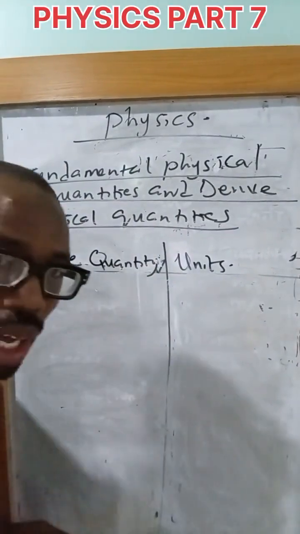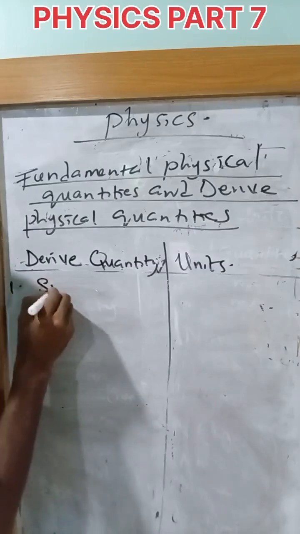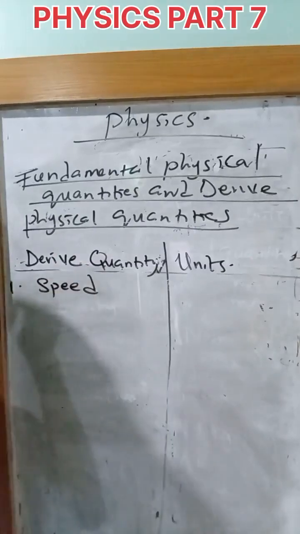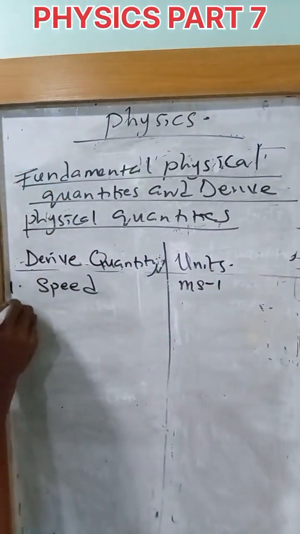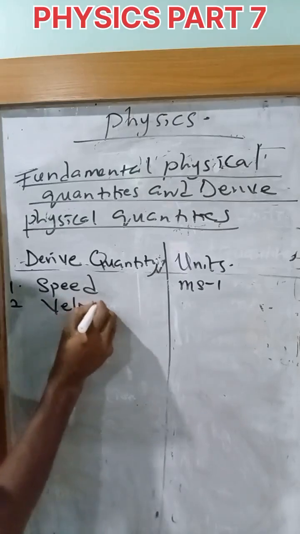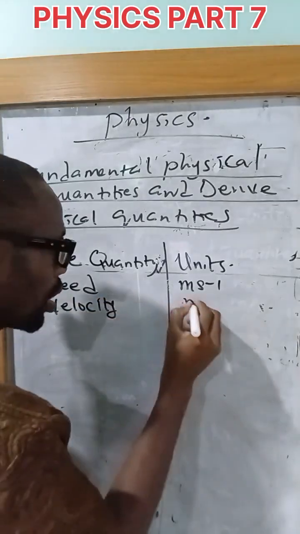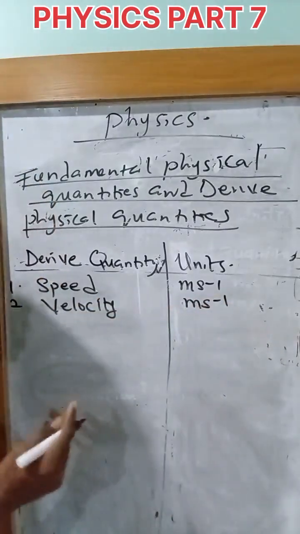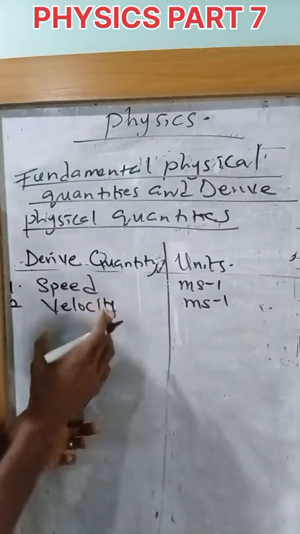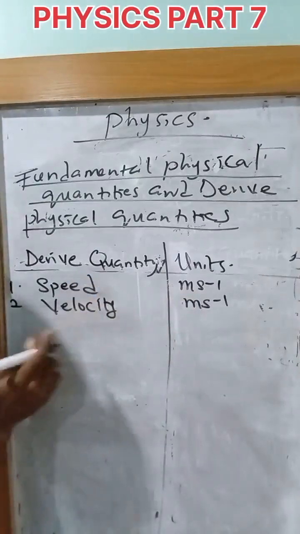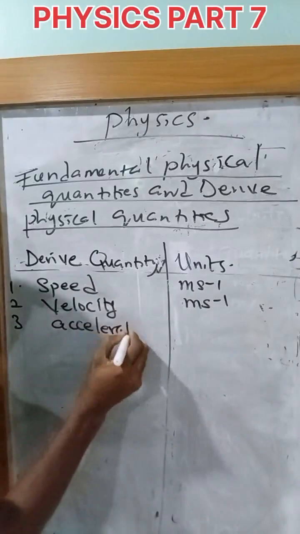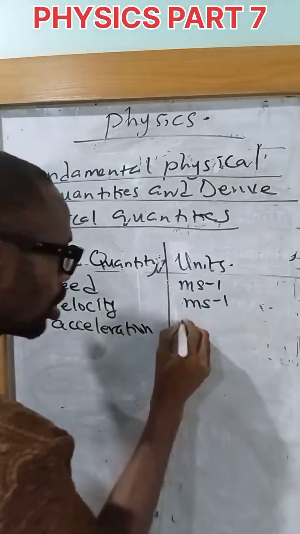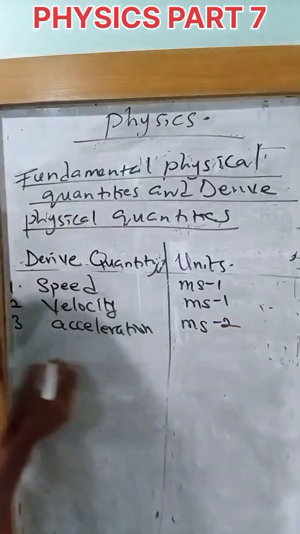Number 1 is speed. Speed is a scalar quantity, and its unit is meter per second. Number 2, velocity. Velocity is a vector quantity, and its unit is also meter per second. Take note, as I'm writing both, I want you to know the differences between them. Number 3, we have acceleration, which is meter per second square.